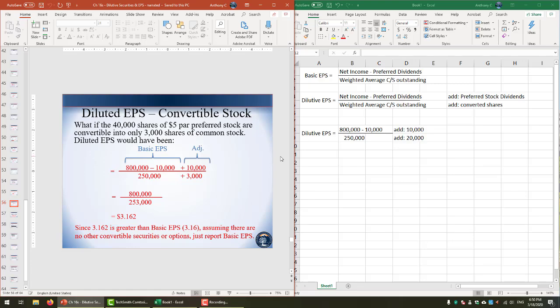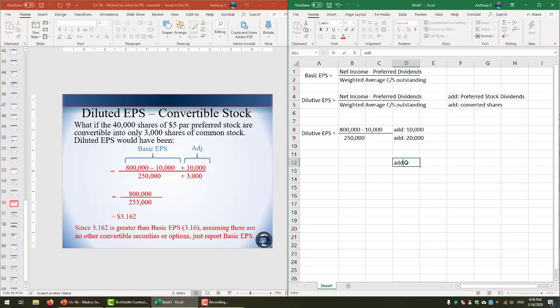Now, let's just assume what if the 40,000 shares of $5 preferred stock are convertible into only 3,000 shares of common stock. So in this case, we would be adding, again, 10,000 to the numerator, but we're only adding 3,000 to the denominator. If we look at 10,000 divided by 3,000, we get 3.33. Right. This ratio is higher than our basic EPS, which means in this case, when we adjust basic EPS to diluted EPS, it's going to end up increasing the EPS number. So it's going to be anti-dilutive. So in this case, we would just not report diluted EPS from these convertible stocks.